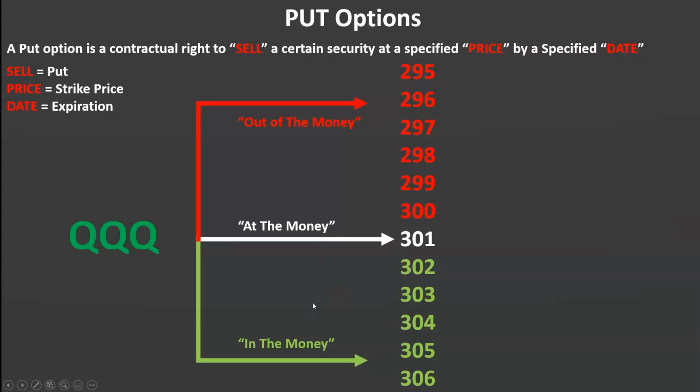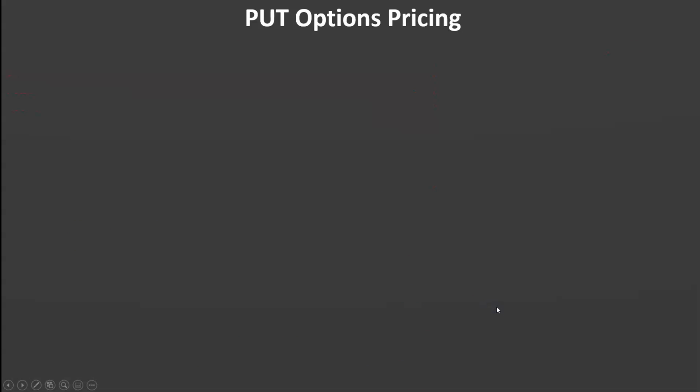It takes a little bit of practice to get this in your brain so that it doesn't throw you off. But with a put option, because you are buying the contractual right to sell a certain security at a specified price by a specified date, the in the money put options are any price greater than the current stock price. The out of the money put options are any price that are less than the current price of the stock or ETF.